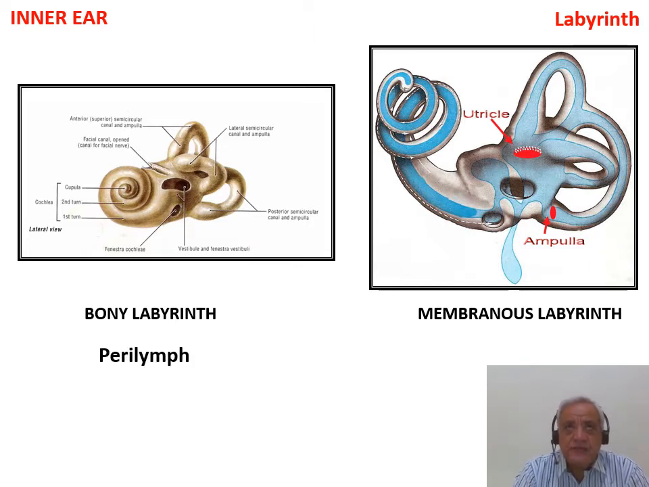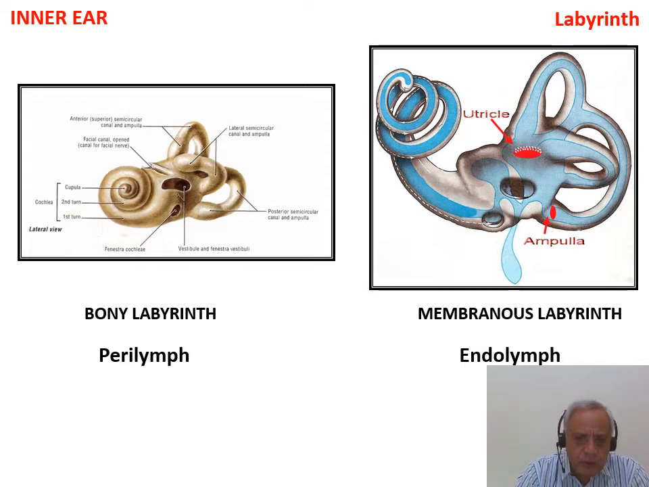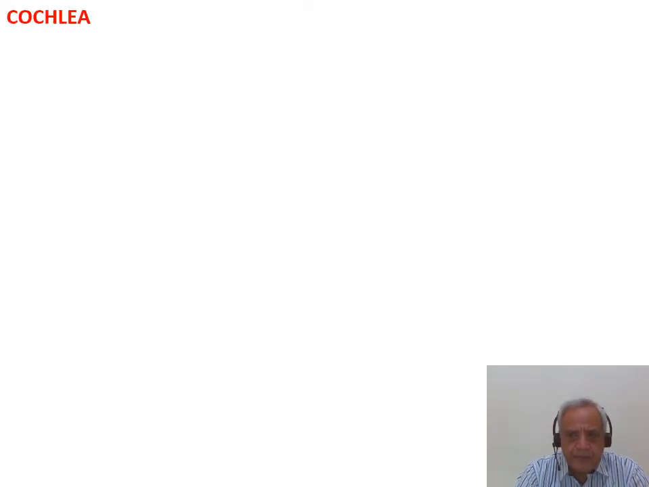And in each of these two labyrinths, there is fluid. One is inside the membranous labyrinth, which is called the endolymph, and one is between the membranous labyrinth and the bony labyrinth, surrounding the membranous labyrinth, which is called the perilymph. So inside the membranous labyrinth, the fluid is endolymph. Outside the membranous labyrinth, it is perilymph.